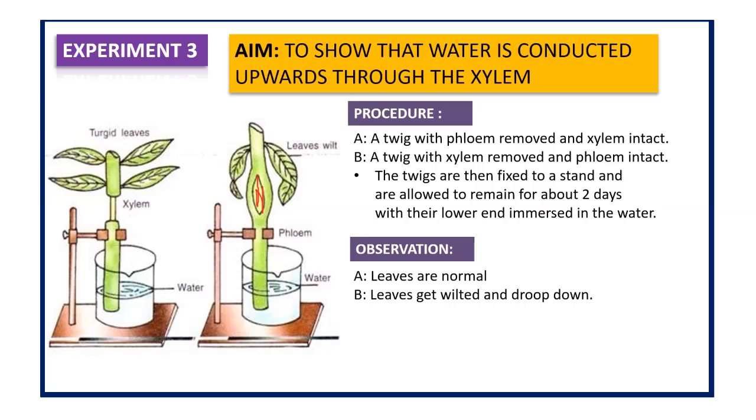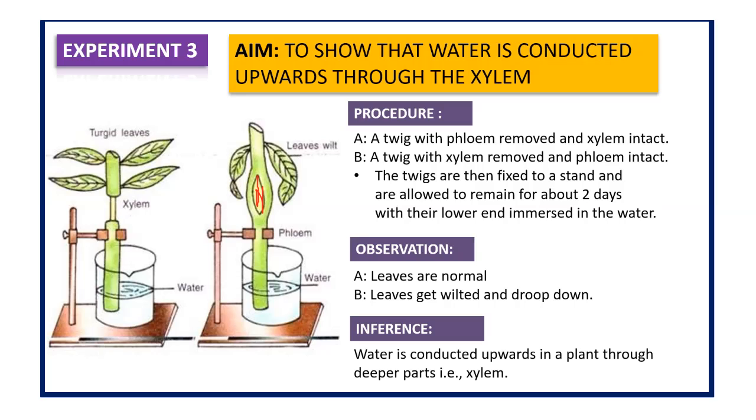Now, why is it so? What does this indicate? This indicates that water was getting transported in the upward direction in twig 1, whereas water was not getting transported in twig 2. What is missing in twig B? In setup B, xylem is missing. What is there in setup A? Xylem is there. So this indicates that water is transported through xylem. It is conducted through xylem to the upper parts of the plant.